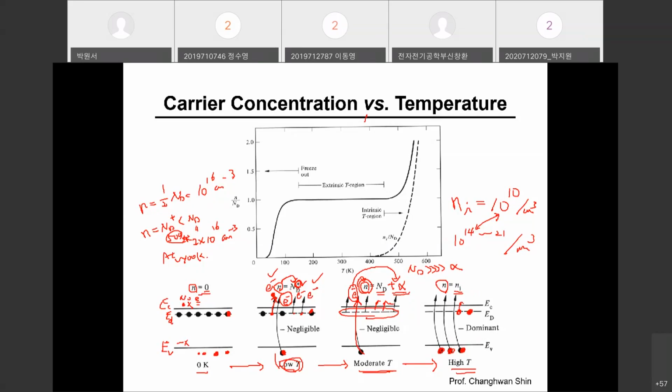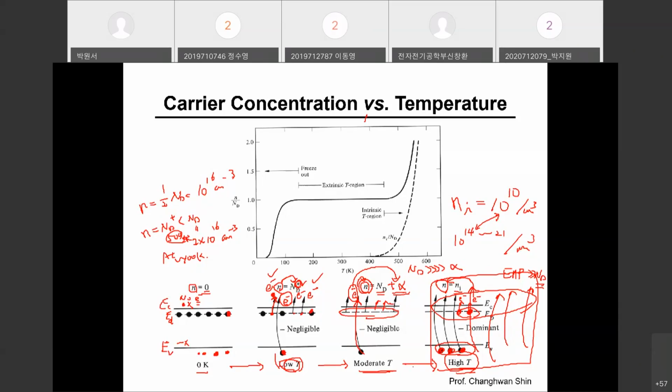I would claim that the fifth electron coming from the donors would contribute to the electron concentration. That's true. However, the total number of electrons coming from the covalent bonds is way more than the number of fifth electrons coming from the donors at high temperature. So at very high temperature, many EHPs are created, and the total amount of EHP is much higher than the donor's concentration. Then this semiconductor material, even though it's doped with the donors, we can say this is intrinsic.